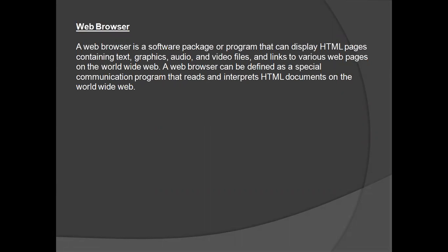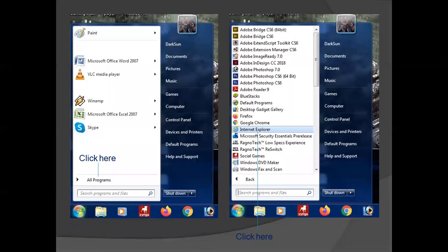When we upload to the net, this particular HTML document can only be seen in a web browser like Mozilla Firefox, Internet Explorer, or Chrome. These are all web browser programs, software. A web browser can be defined as a special communication program that reads and interprets HTML documents on the World Wide Web.